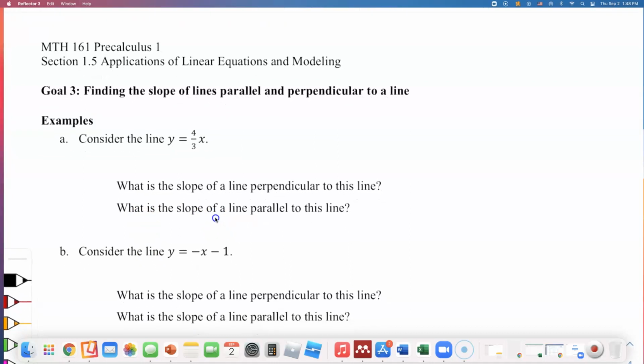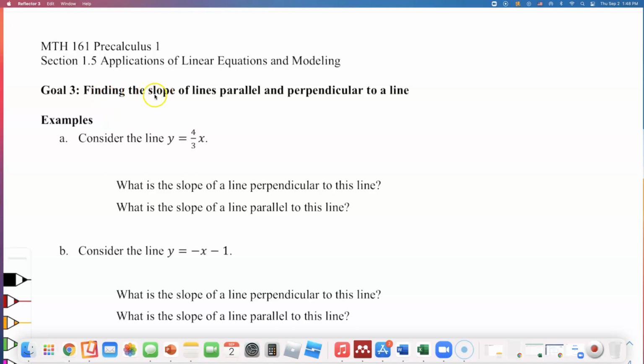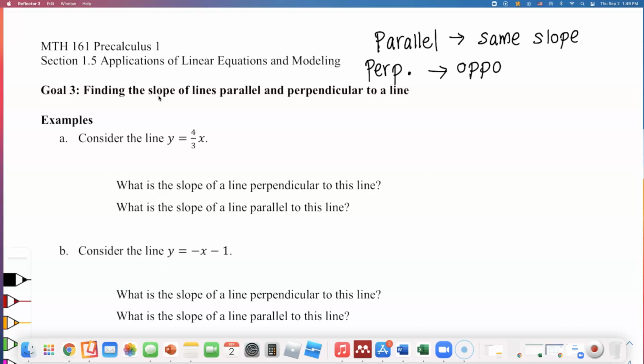I thought this was going to be the longer video, but it's not. We're really just finding the slope this time. So if you remember, parallel lines have the same slope. Parallel, same slope. And perpendicular lines have opposite reciprocal slopes. That's all we are practicing on this page.